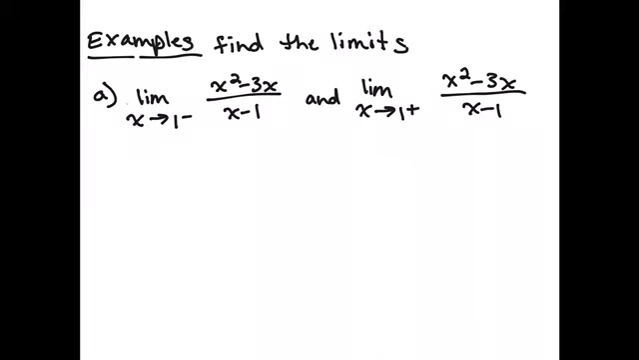Okay, the limit as x approaches 1 from the left. First thing we try is direct substitution, and we get 1 minus 3 over 0. So that's a number over 0. It's got to be a vertical asymptote, right? So we have to decide what kind is it?